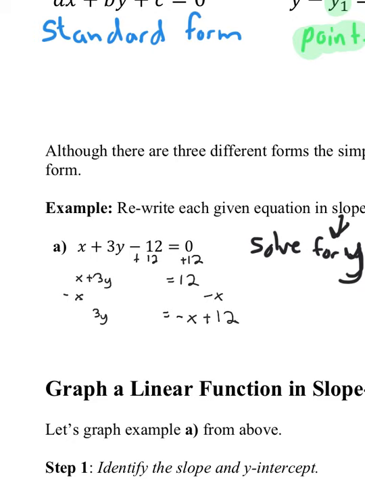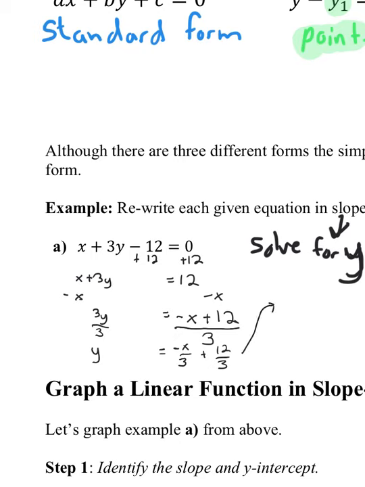And then the last step, I'm going to divide both sides by 3. That means divide everything by 3. I'm not just dividing x by 3, and I'm not just dividing 12 by 3. I'm dividing both sides by 3. So, for example, 3y divided by 3 is 1y, so I'm going to be left with y. On the other side, I'm going to have negative x over 3 plus 12 over 3. Divide both parts by 3.